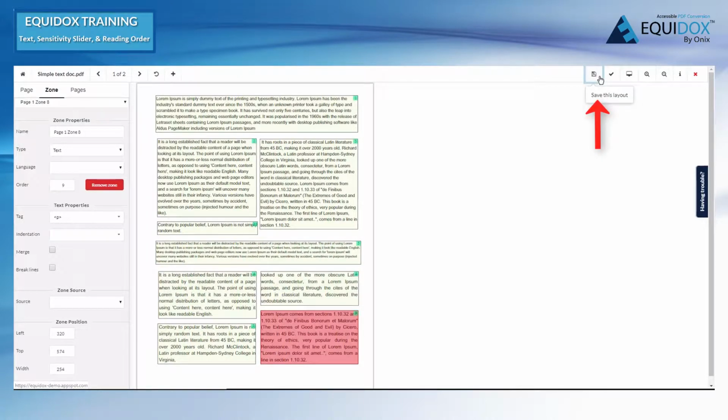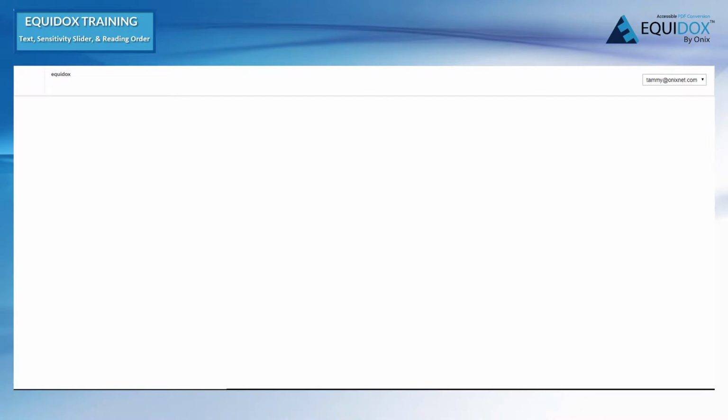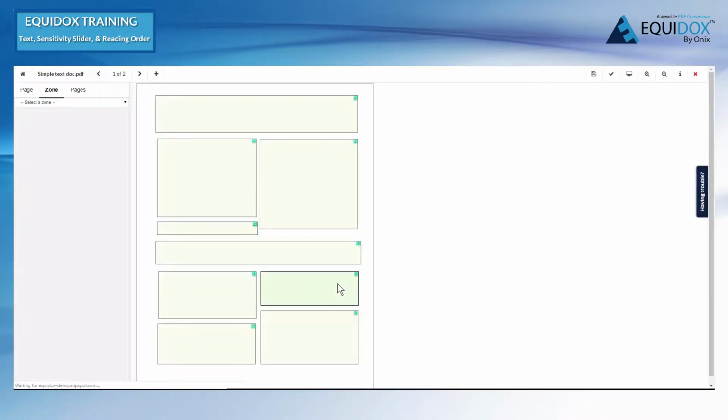Press the Save button to save this layout, and then choose the Preview button to check your work. The document preview shows how the final document will appear. Zones 7 and 8 are part of the same paragraph of text, but have been placed in separate zones due to the two-column format. These should be read together as one block of text. Presenter returns to the Edit document page.